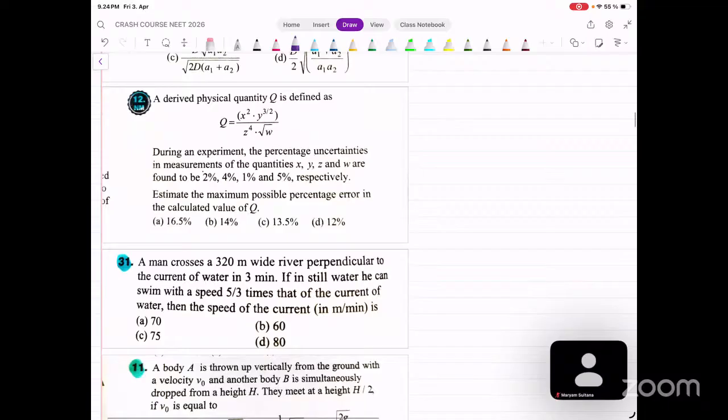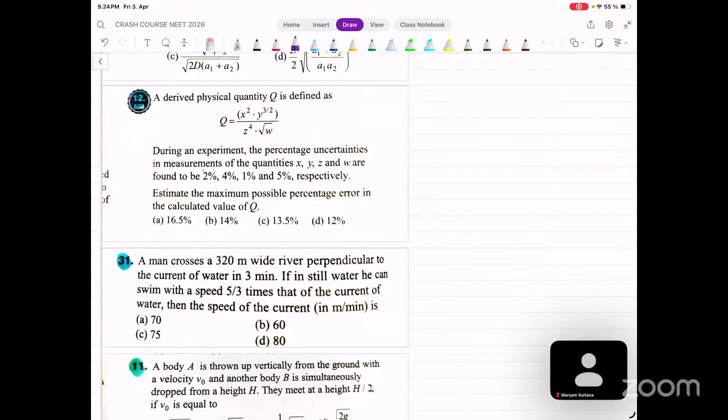The derived quantity Q is defined as Q = x^2 y^(3/2) divided by z^4 into root w. During an experiment, the percentage uncertainties in the measurement of quantities x, y, z, and w are found to be 2%, 4%, 1%, 5% respectively. Estimate the maximum possible percentage error in the calculated value of Q.